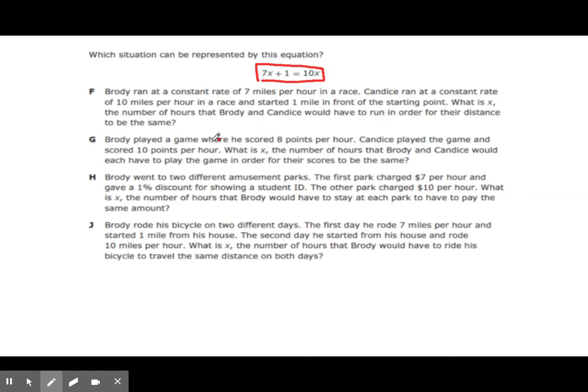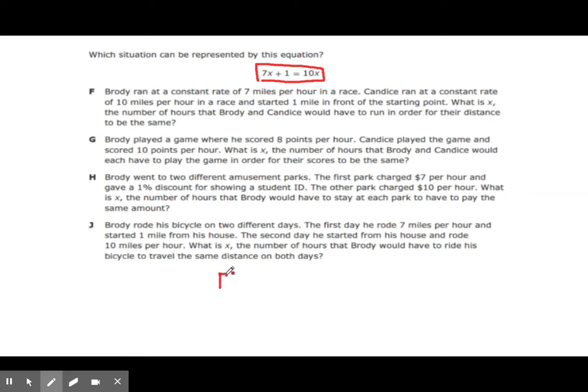All right, let's look at answer choice F. F says Brody ran a constant rate of 7 miles per hour in a race. Candace ran a constant rate of 10 miles per hour in a race and started 1 mile in front of the starting point. What is X, the number of hours that Brody and Candace would have to run in order for their distance to be the same? So down here, I'm going to write an equation that matches this situation.